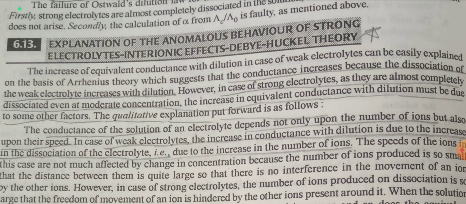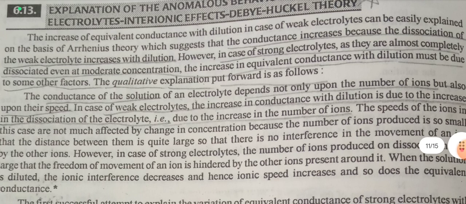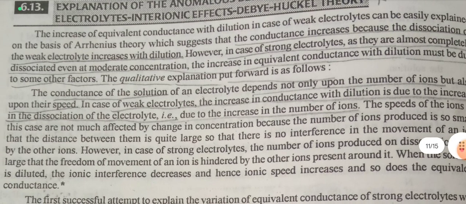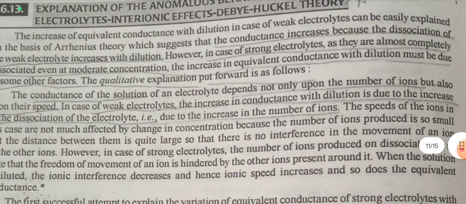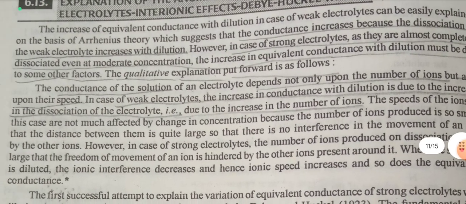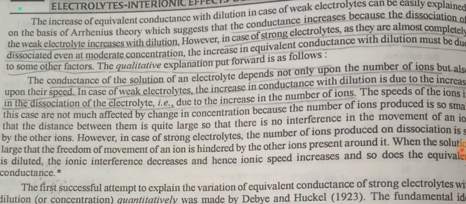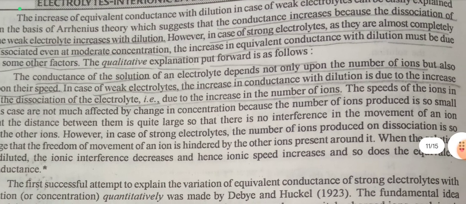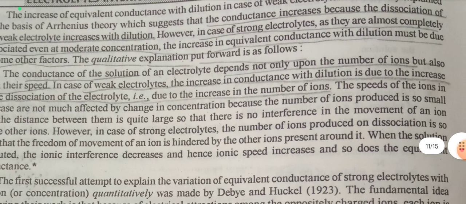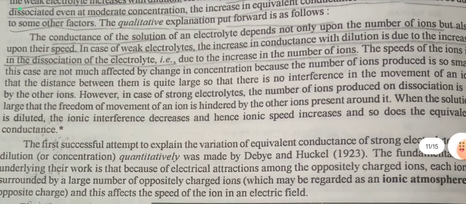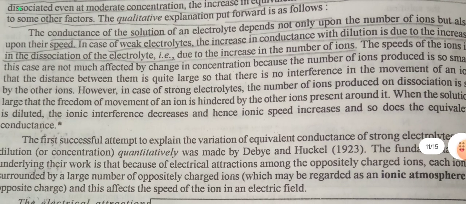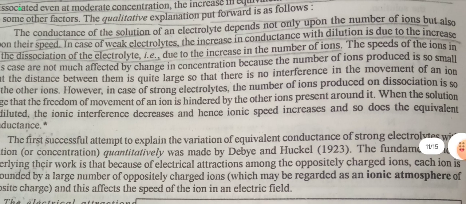The number of ions produced is so small that the distance between them is quite large, so that there is no interference in the movement of an ion by the other ions. However, in the case of strong electrolytes, the number of ions produced on dissociation is large, and the freedom of movement of ions is hindered by the other ions present around. When the solution is diluted, the ionic interference decreases and hence ionic speed increases.